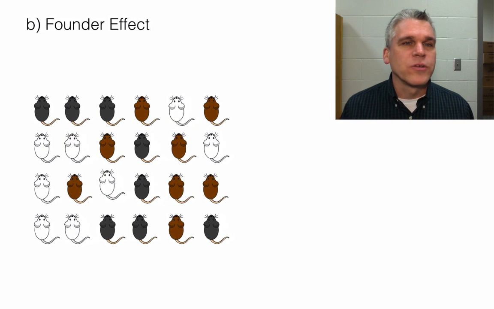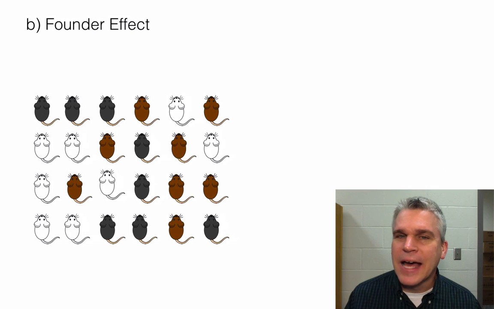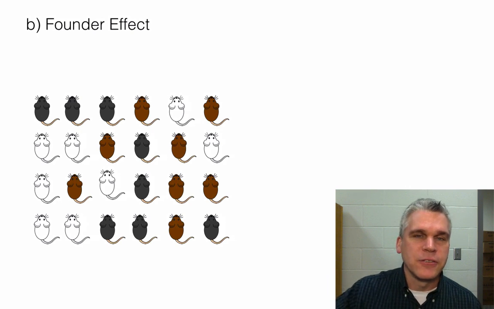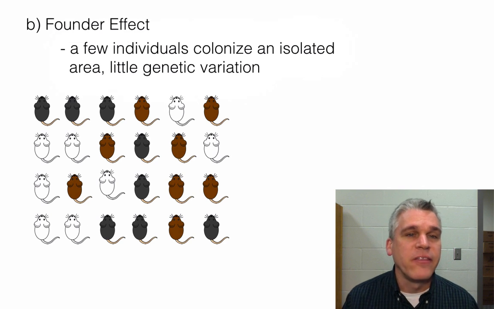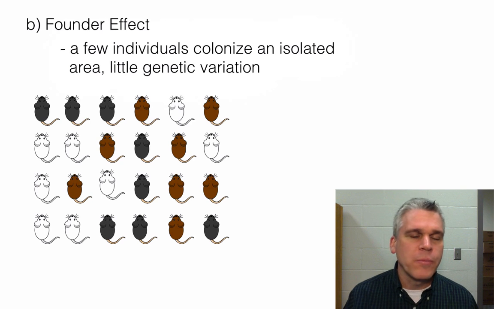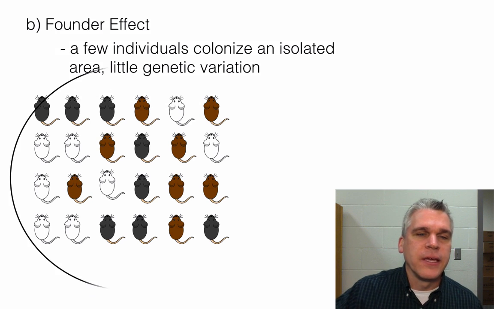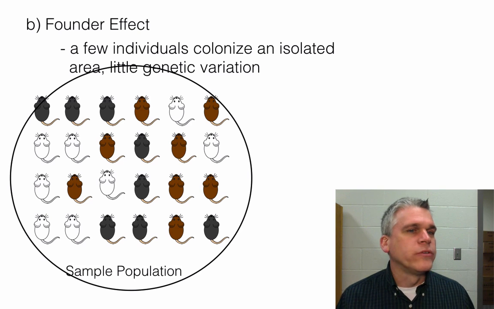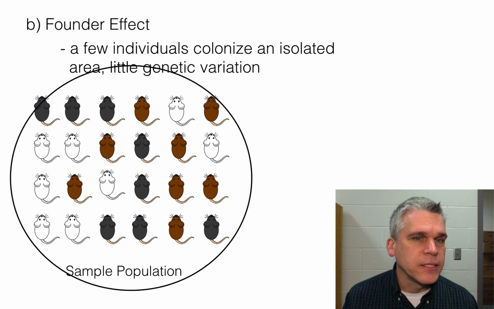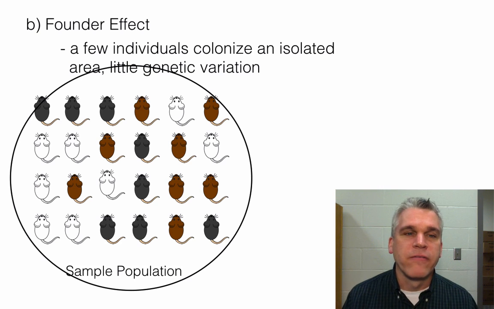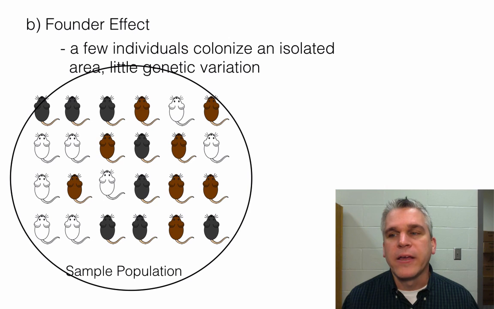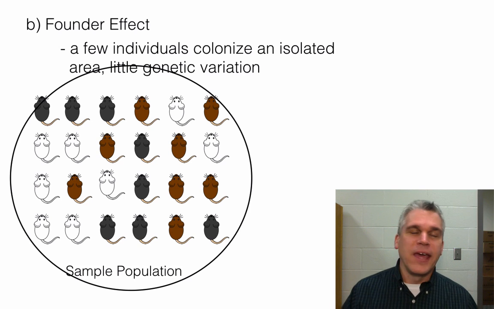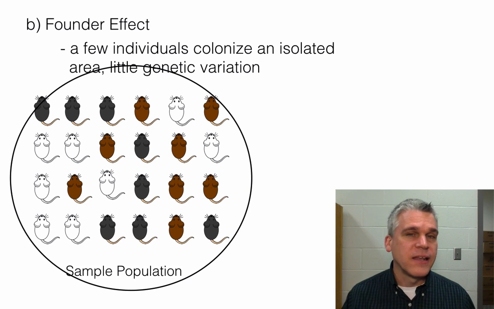Another example is what's called the founder effect. Now this happens a lot to animals where they somehow get separated from the rest of the population. And so a few individuals then colonize a new isolated area, and there might be very little genetic variation. So let's go back to our original population where we have equal numbers of brown and black and white mice. What if they get separated from their environment? And we see this a lot with insects. Insects can get blown thousands of miles and end up on some island somewhere. And if there's only a few of them there, they're going to colonize that new island.